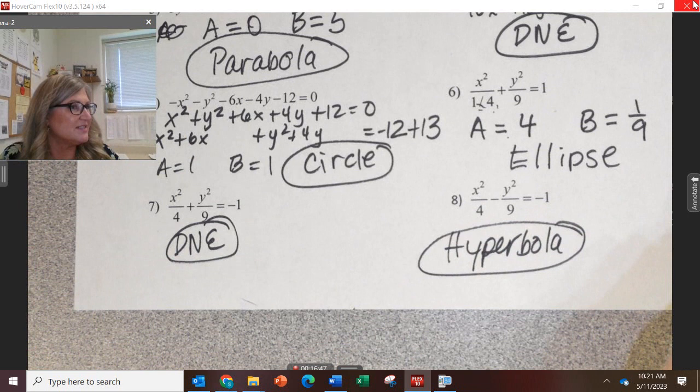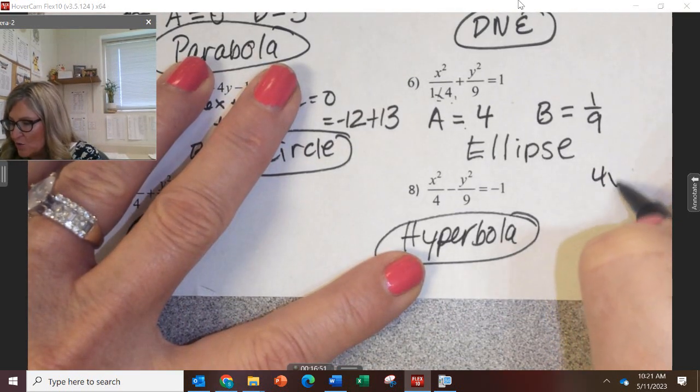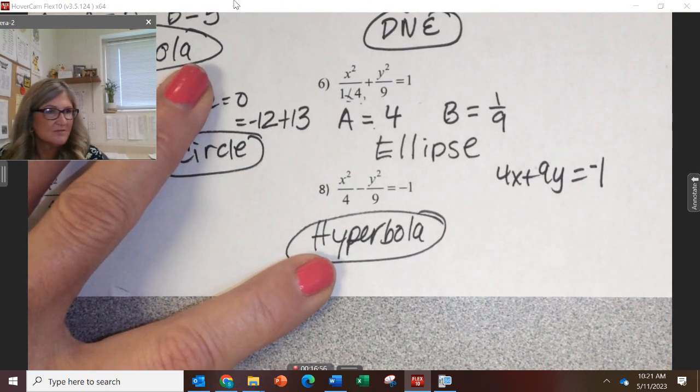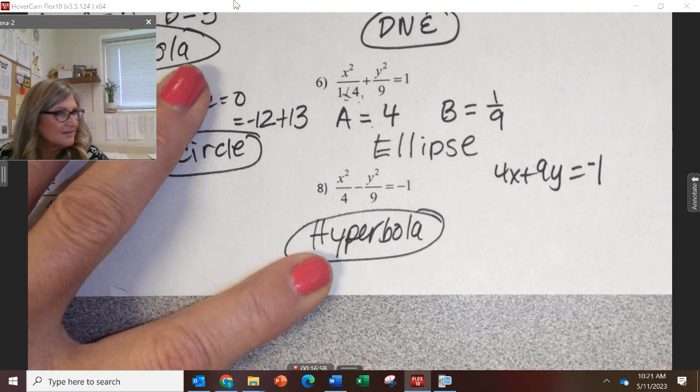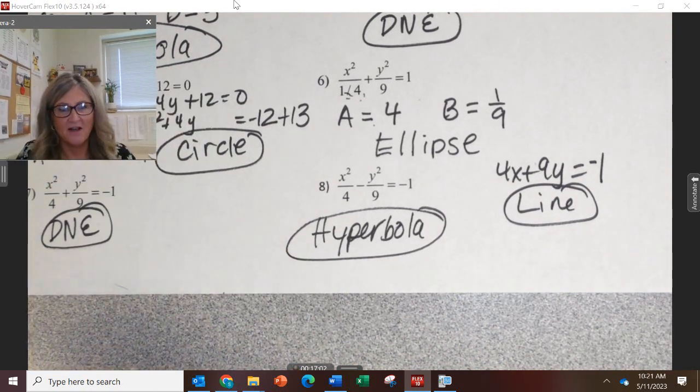So a whole big section of our test, not big, but like 10 points worth, is just going to be over identifying these. Now let me throw one more in here at you. What if I gave you 4x plus 9y equals 1? Or negative 1 even. What are you going to say to that? Linear. It's a line when we graph it. Okay? All right, very good.